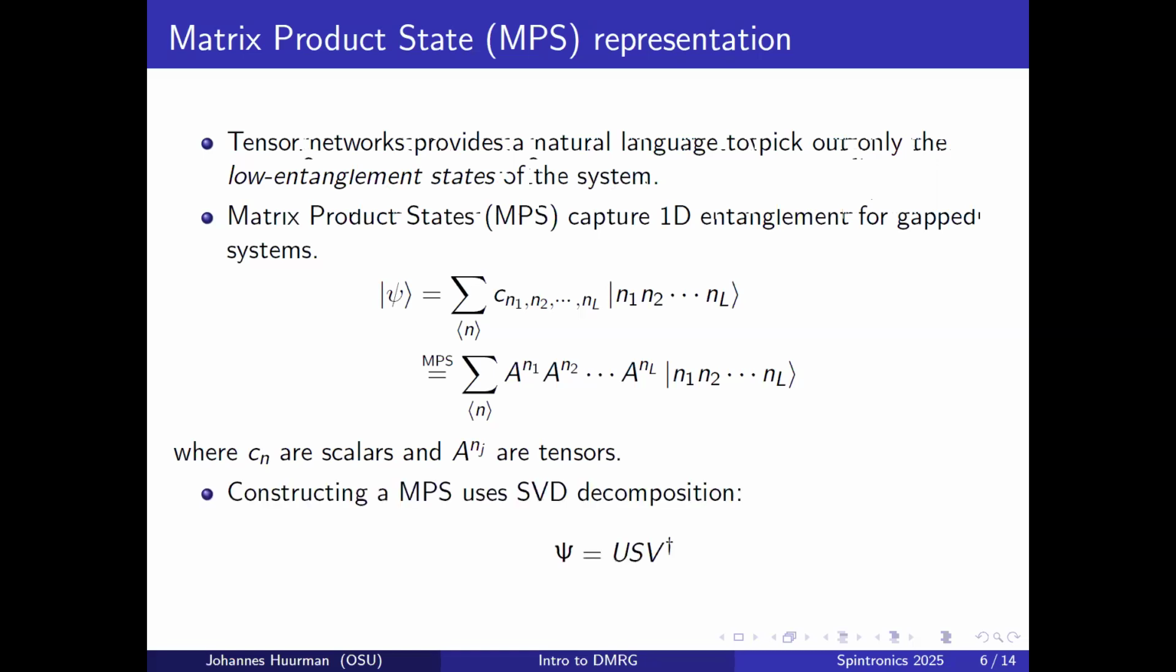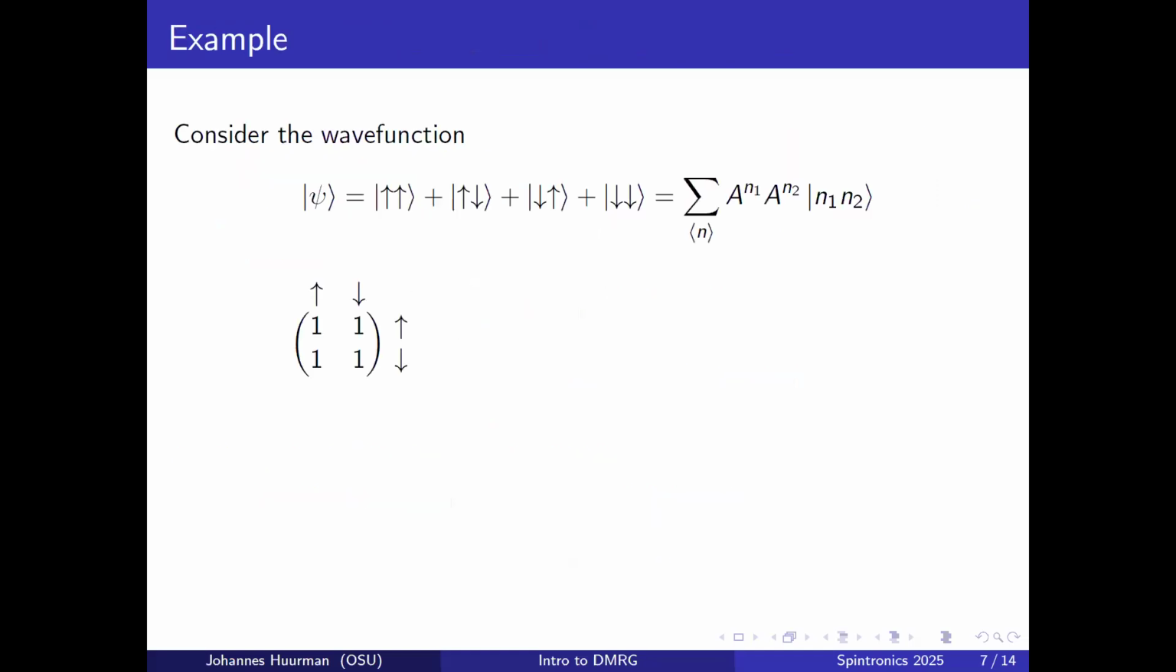So constructing these matrix product states, we really want to use SVD, singular value decomposition. For those that aren't familiar, you can take some vector or some matrix, and you can decompose it into a product of two rotation matrices, that's U and V, and then a diagonal matrix of singular values, that's S.